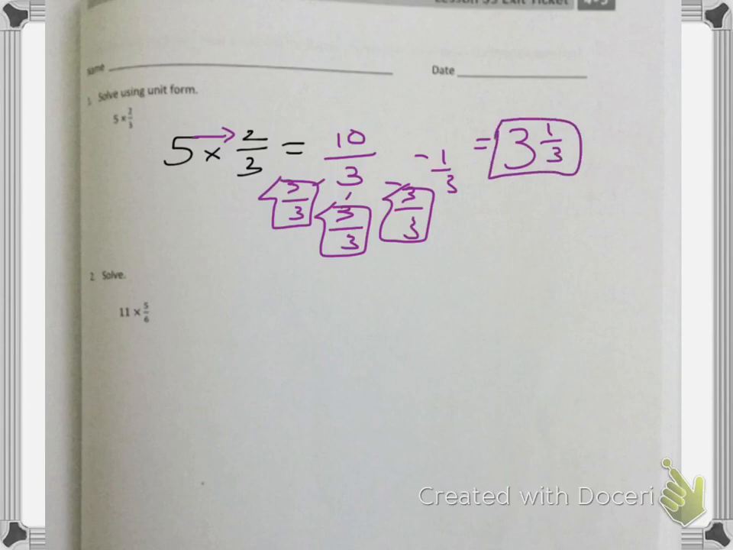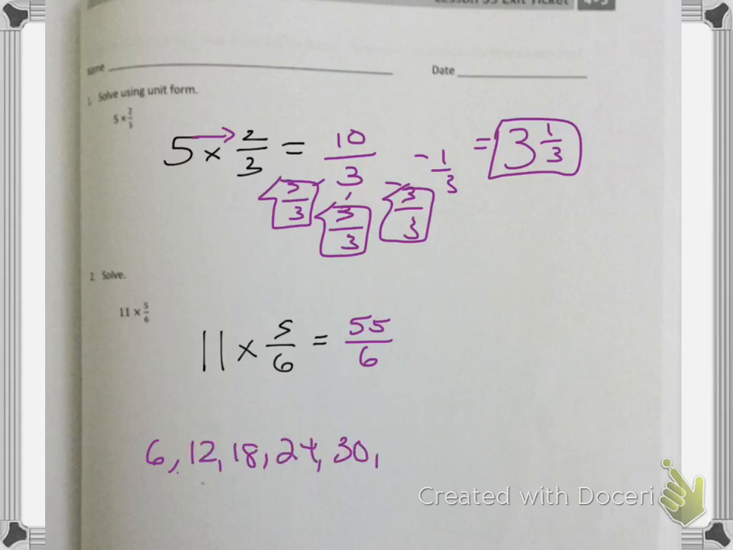Now, going to the next one, 11 times 5/6. This is going to become 55/6. So you're not going to want to use the number bond on this. This is going to take too long. So what we can do is we can skip count. I'm going to do 6, 12, 18, 24, 30, 36, 42, 48 and 54. Oh, wow, I get really close.